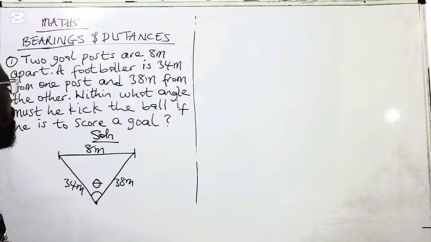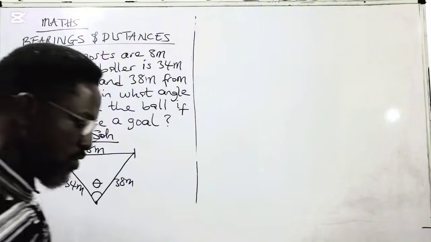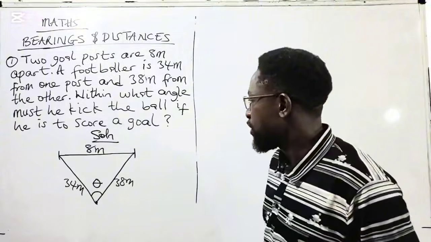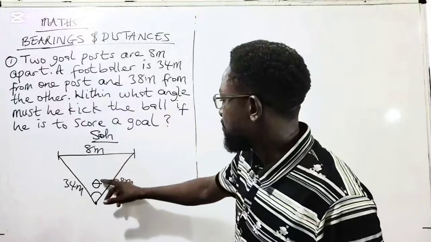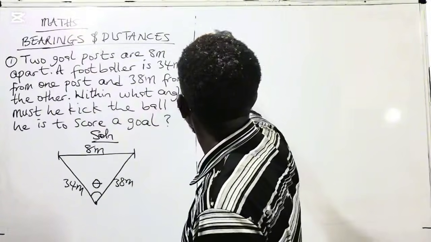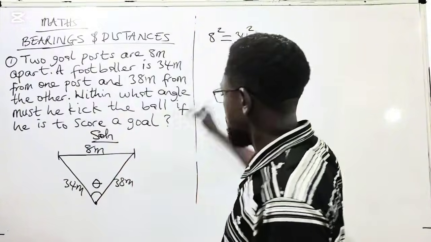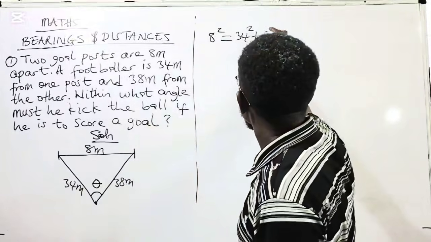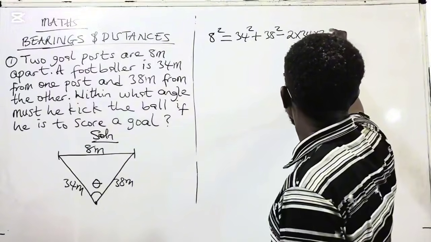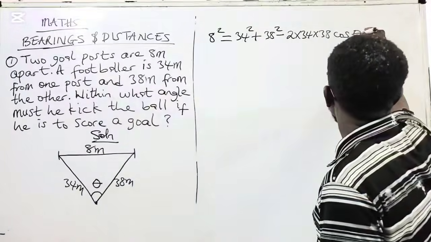That's the angle within which he's going to kick the ball for him to be able to score a goal. For a question like this on bearing, you have three sides and you're looking for one angle. What you need to use here is called the cosine rule. Since this side is facing this angle, the square of this side, which is 8 squared, will be equal to 34 squared plus 38 squared minus 2 times 34 times 38 cos theta. We are looking for theta.